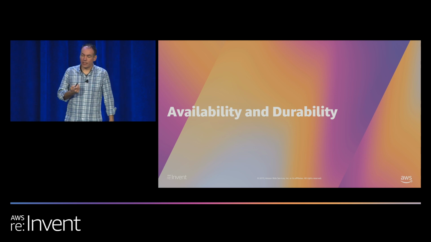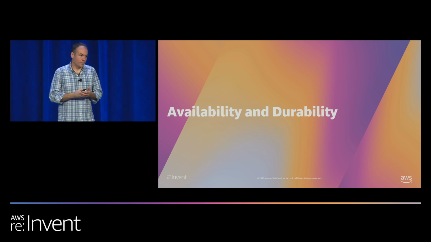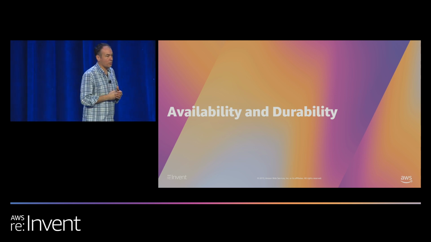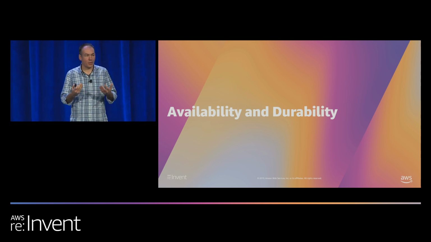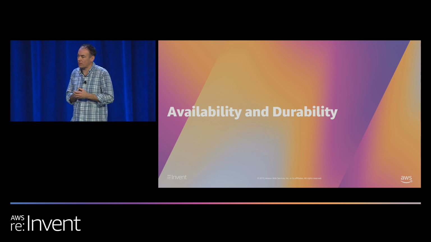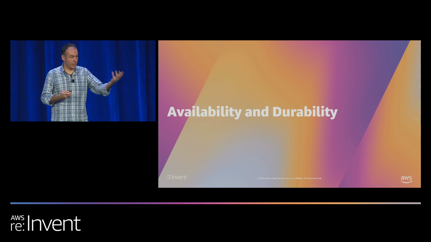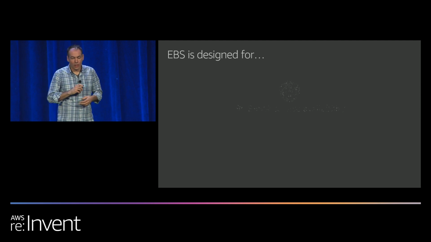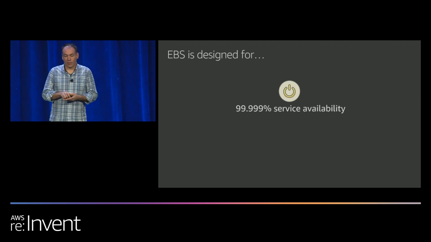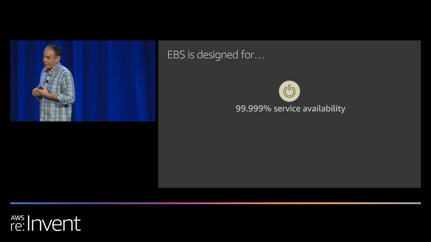So in EBS, we actually think about availability and durability separately. This is a little bit different than most people think about storage. But if you think about EBS as more of a distributed system, it kind of makes sense. We actually do think about it as a distributed system. And so EBS is designed for 5 nines of service availability.